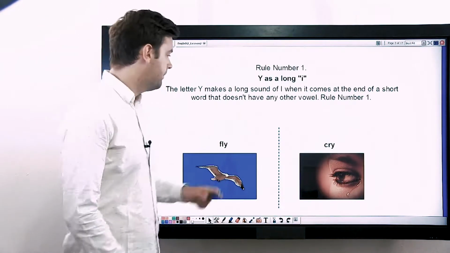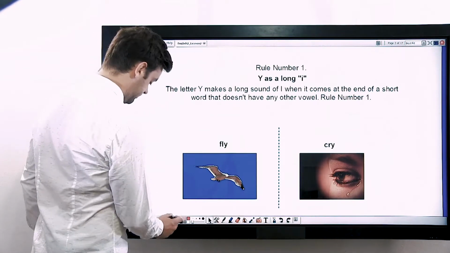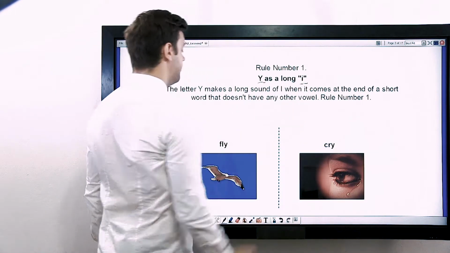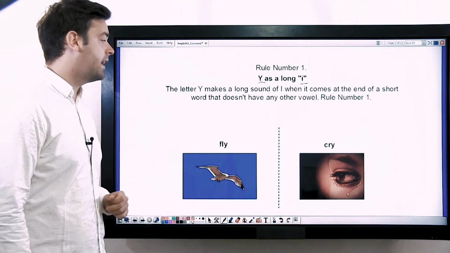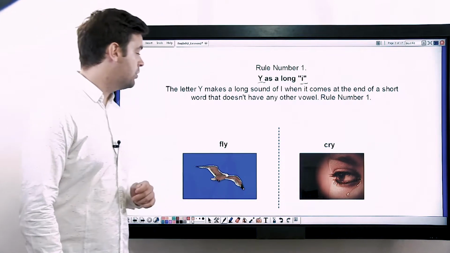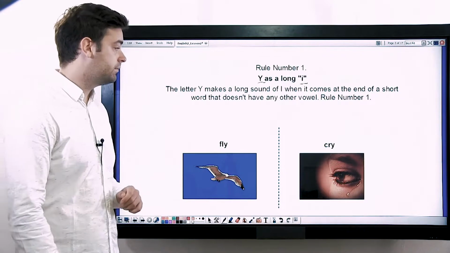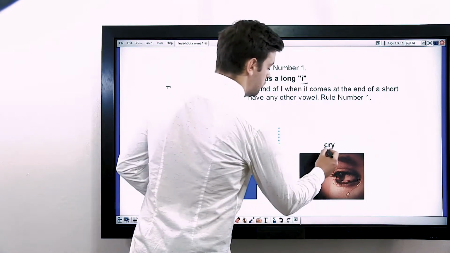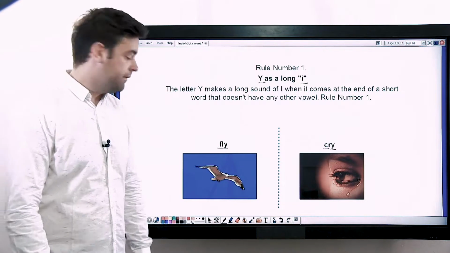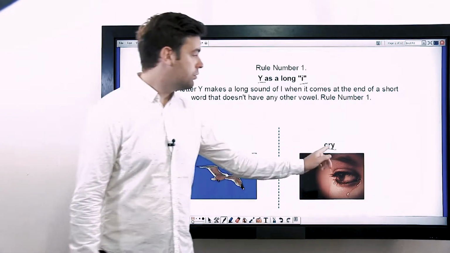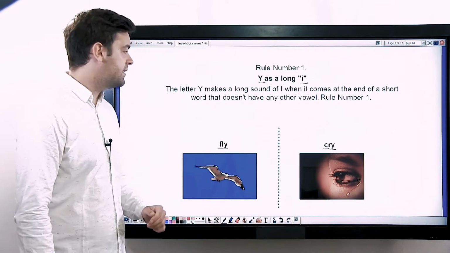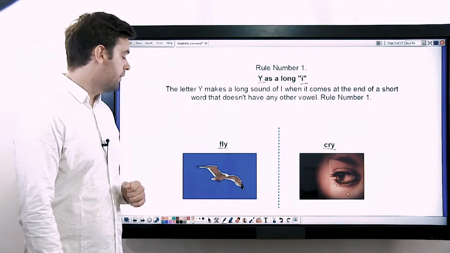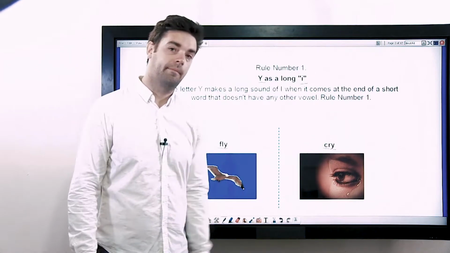Rule number 1. Y has a long I. The letter Y makes a long sound of I when it comes at the end of a short word that doesn't have a vowel. For example, fly, cry. We always know if it has this long I sound, you can just put a Y at the end. Fly, cry.